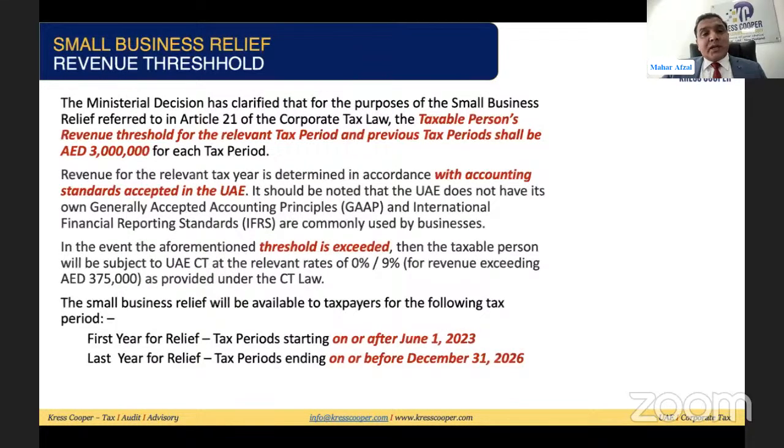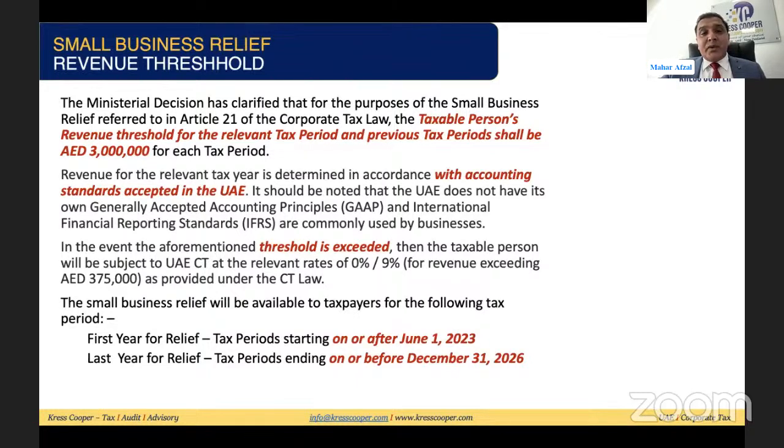So what is the revenue threshold of a small business? It has been provided that the taxable person earns revenue in the current period and in the previous period of maximum up to 3 million. Assuming in the last tax period the income was more than 5 million, and in this period the income is 2.5 million, they cannot opt for small business relief. The condition must be fulfilled in the previous period and in the current period. If the revenue is maximum up to 3 million, they can opt for the small business relief.